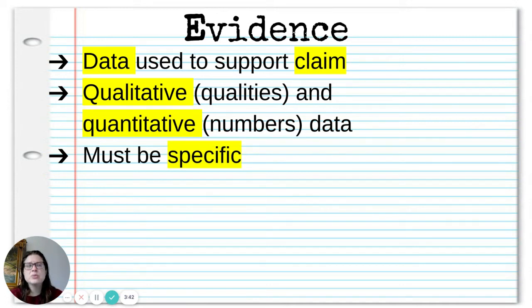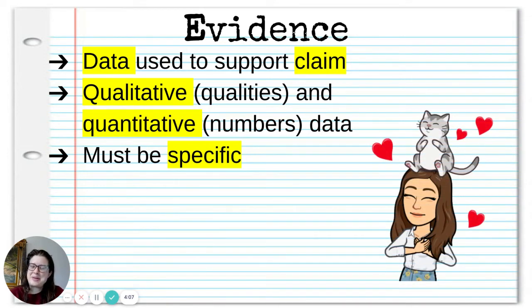This is sometimes where students might say something like, I caught the ball more with 2 hands than 1 hand, but that's not very specific. It would be better to say something like, I caught the ball 10 times with 2 hands and only 5 times with 1 hand. That's a lot more specific and a better piece of evidence.